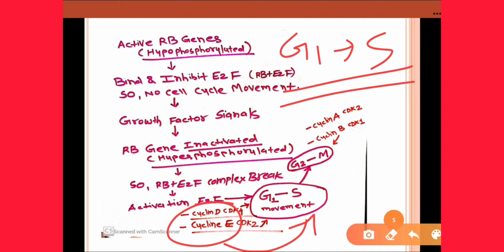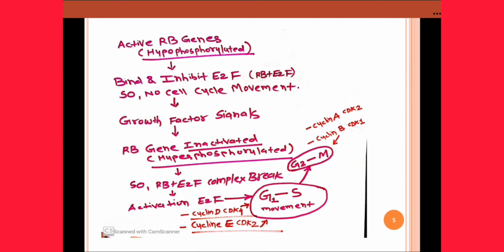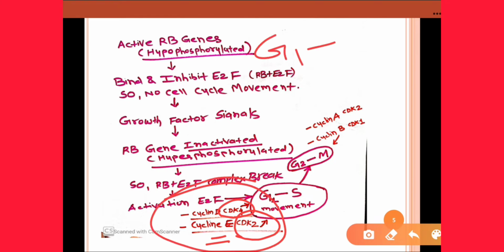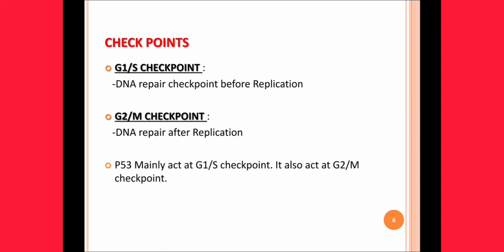And these cyclins will activate the cyclin dependent kinases as well. Cyclin D will activate cyclin dependent kinase 4 and cyclin E will activate cyclin dependent kinase 2. So these two complexes will cause the cell movement from G1 to S, and the movement of the cell from G2 to M will be carried out by cyclin A and B, and the corresponding cyclin dependent kinases are 2 and 1, right? So guys, this is about the cell cycle activation.